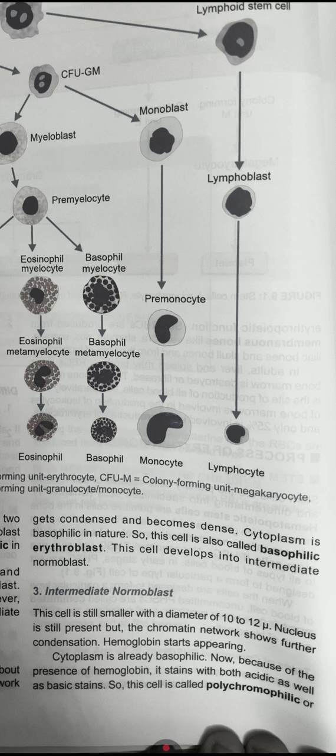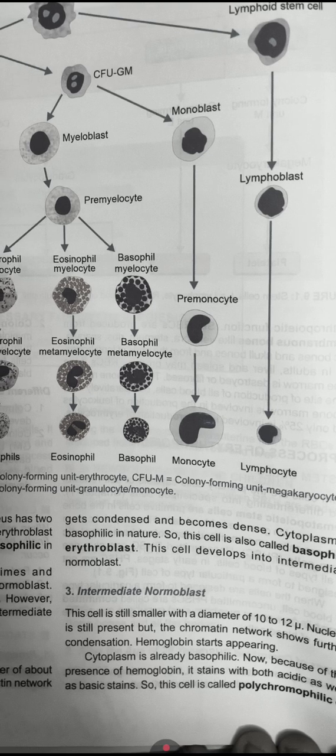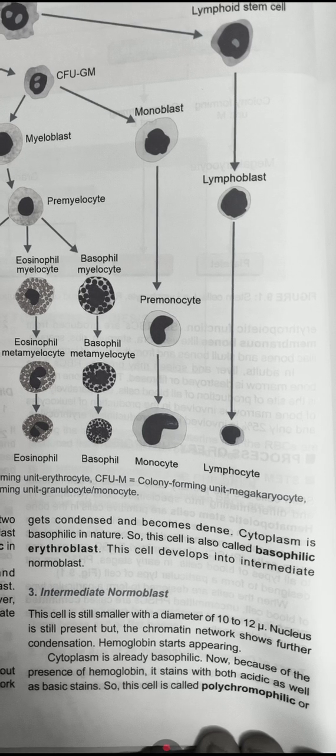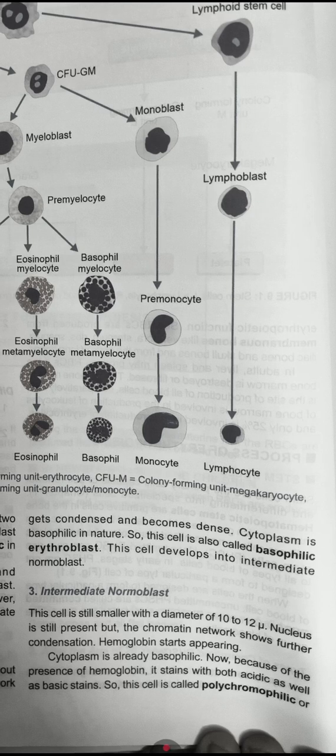Cytoplasm is basophilic in nature even in this stage. So this cell is called a basophilic erythroblast. This cell in this stage is also called a basophilic erythroblast. This cell develops into the intermediate normoblast. Now the basophilic erythroblast will develop in the next stage as the intermediate normoblast.